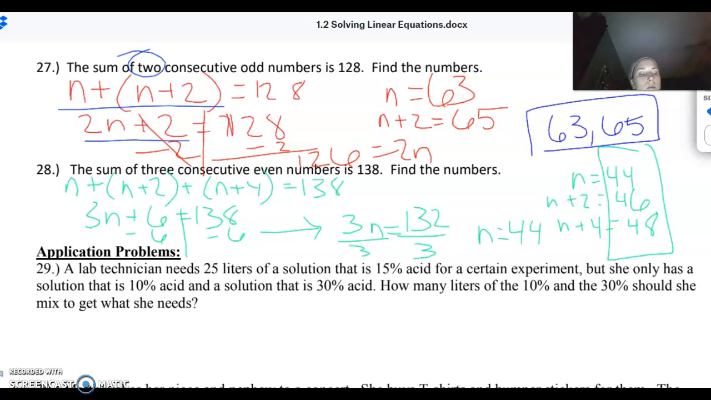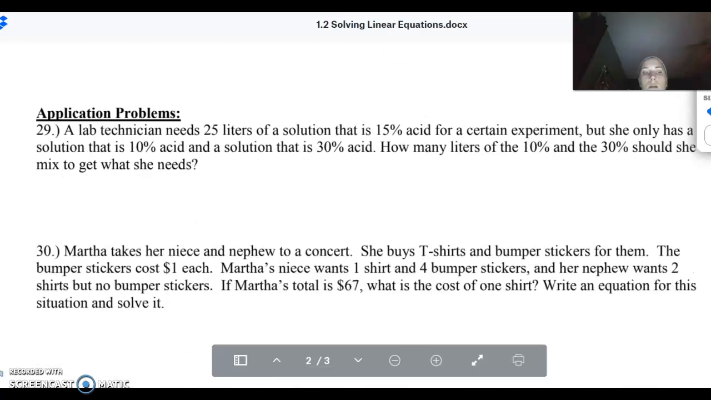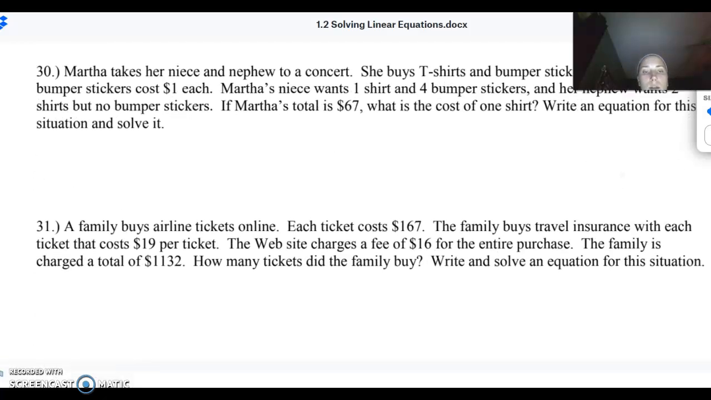So now we're going to do some application problems, some word problems. I'm going to clear my board here, so if you need to pause and catch up or rewind, go ahead and do that now. Number 29, we are going to skip for now and do that as a class. So don't cross it out or anything. Make sure you leave that space open. We're going to do that together.